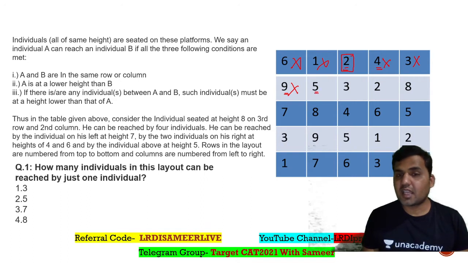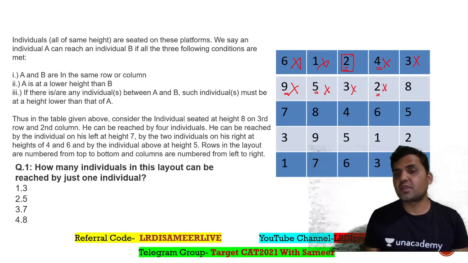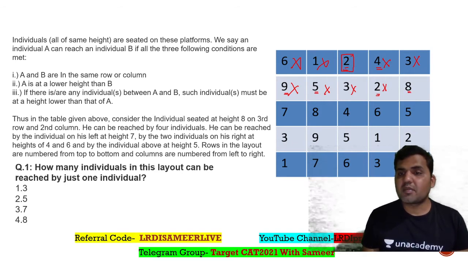5, you see that can be approached by 1 and 3 both, so eliminated. 3, you can see that can be approached from 2 on the left and 2 from the top, also eliminated. 2, you can see that cannot be approached by anybody because all the people who are surrounding 2, 4, 3, 8 and 6 are at a higher height as compared to 2. 8, you can see that can be approached by 3 and 5 both, so eliminated.